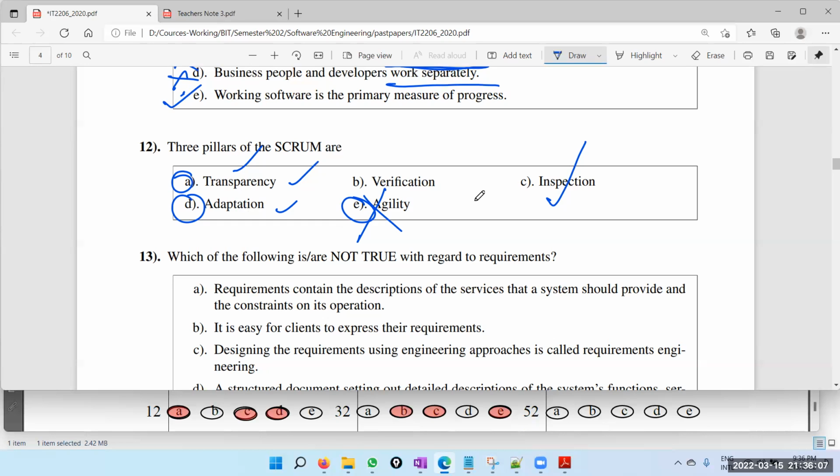Inspection means basically we inspect requirements, we evaluate, inspect and refine them. So I think the answer is correct, right? A, D and C. Yes, so the answer should have been A, D and C.